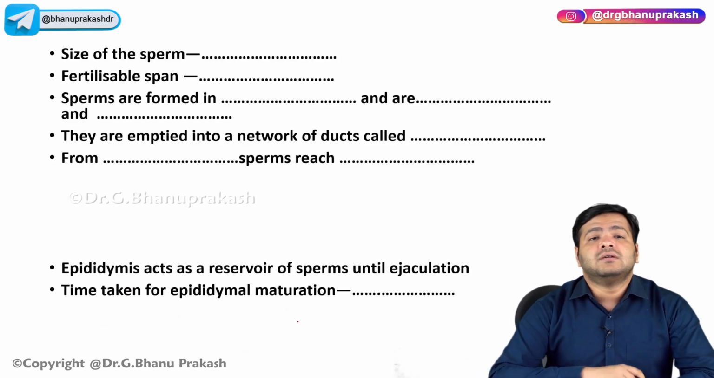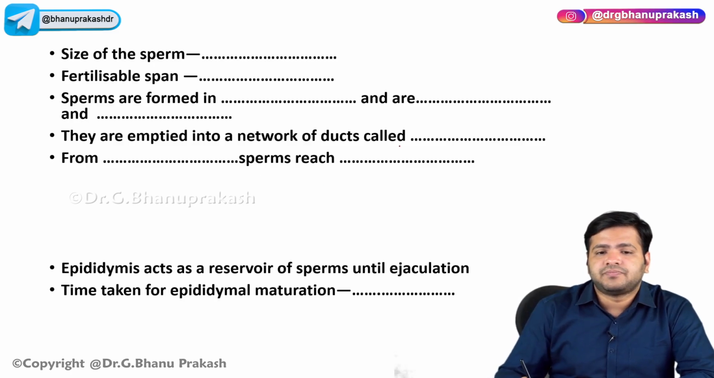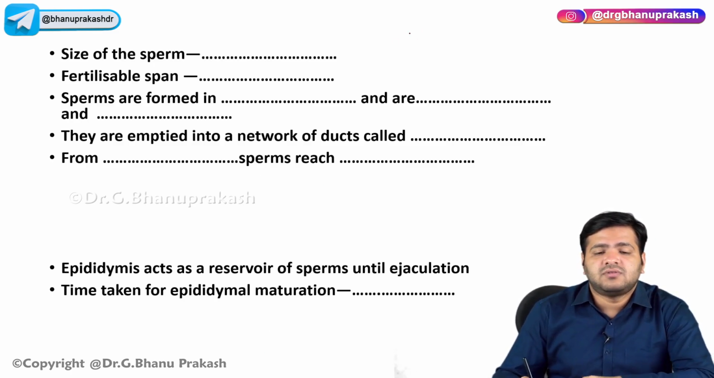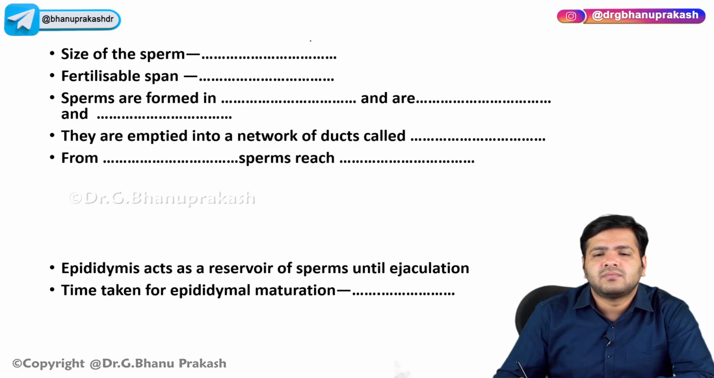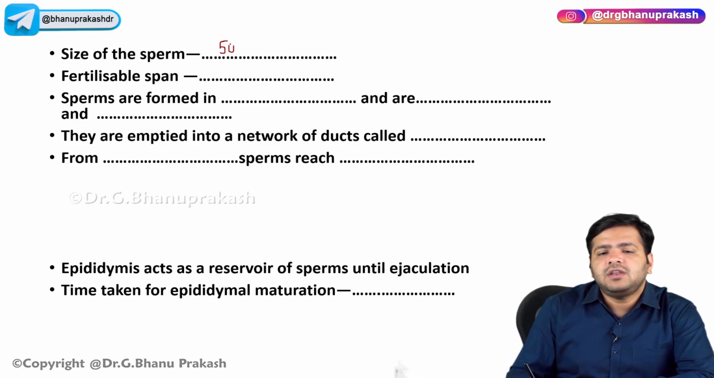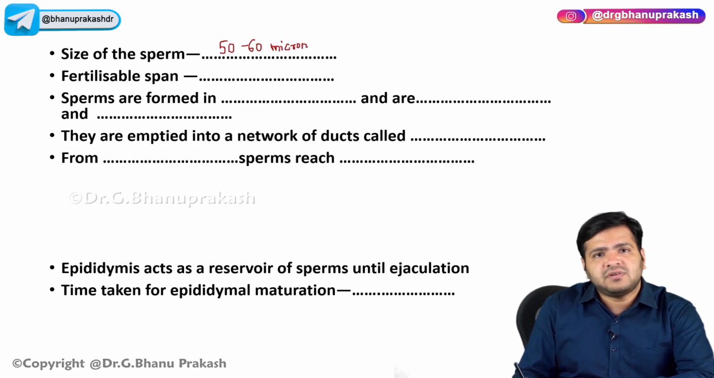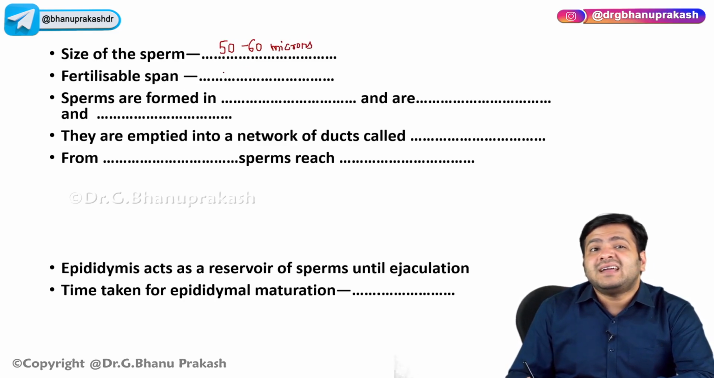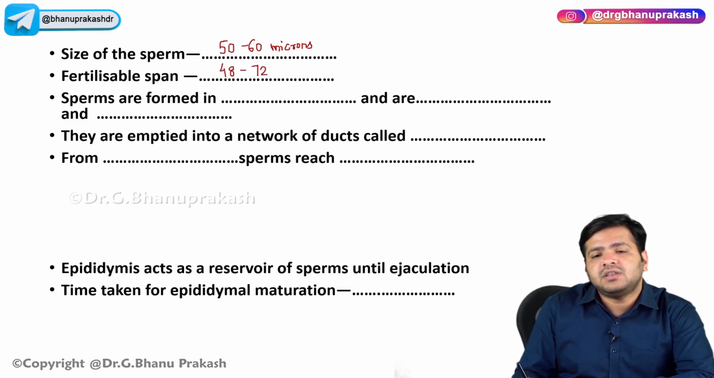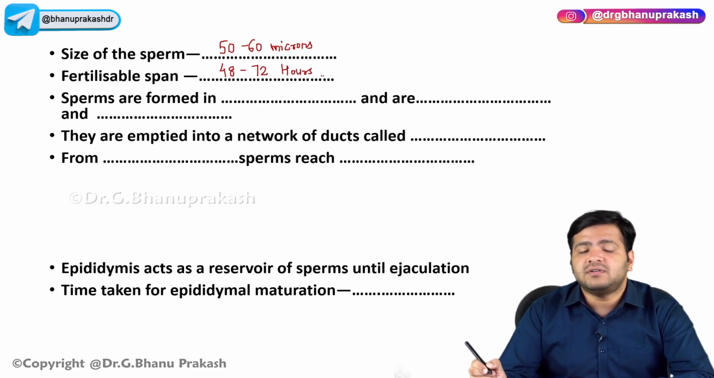Now, size of the sperm. The size of the sperm is 50 to 60 microns. The fertilizable span of the sperm is around 48 to 72 hours.